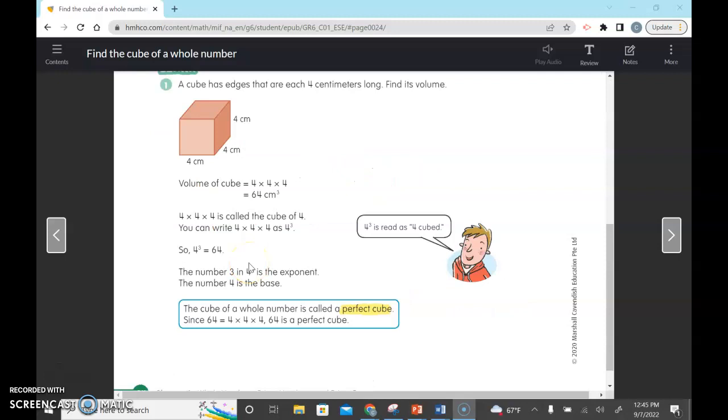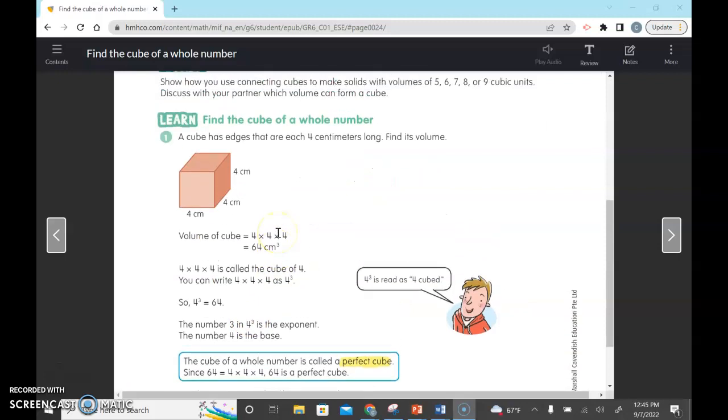Now let's move on down on page 24, and we're going to take a look at the cube of a whole number. A cube has edges that are 4 centimeters long. Find its volume. When we talk about the cube of a number, that means we're multiplying it by itself 3 times. So if we're trying to find the volume of this cube, we multiply 4 times 4 times 4. Or we could say 4 to the power of 3. That's going to give us 64 there, as you can see on page 24.